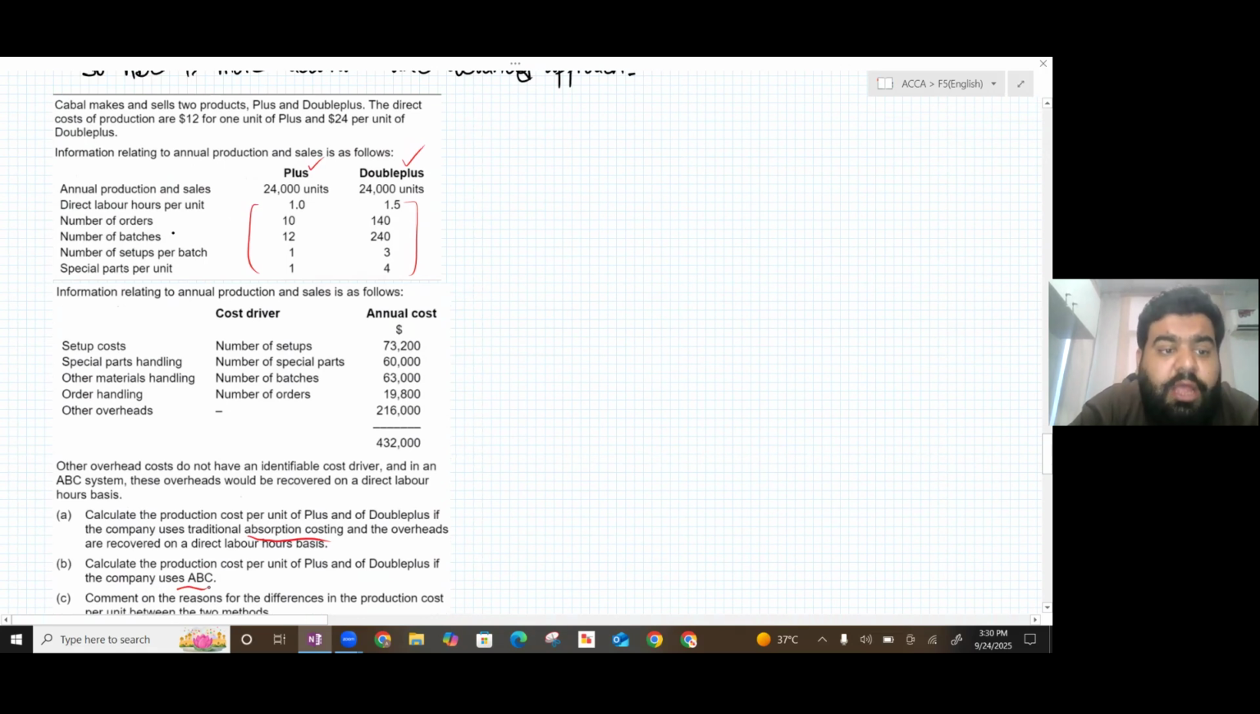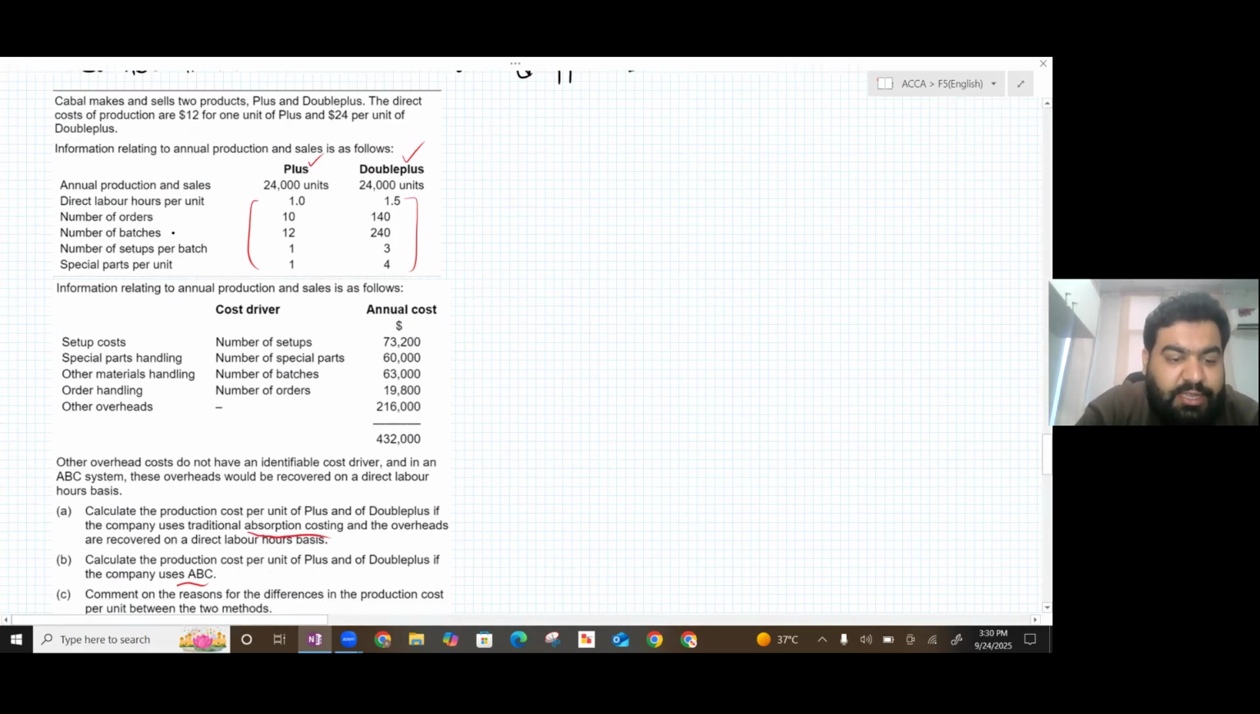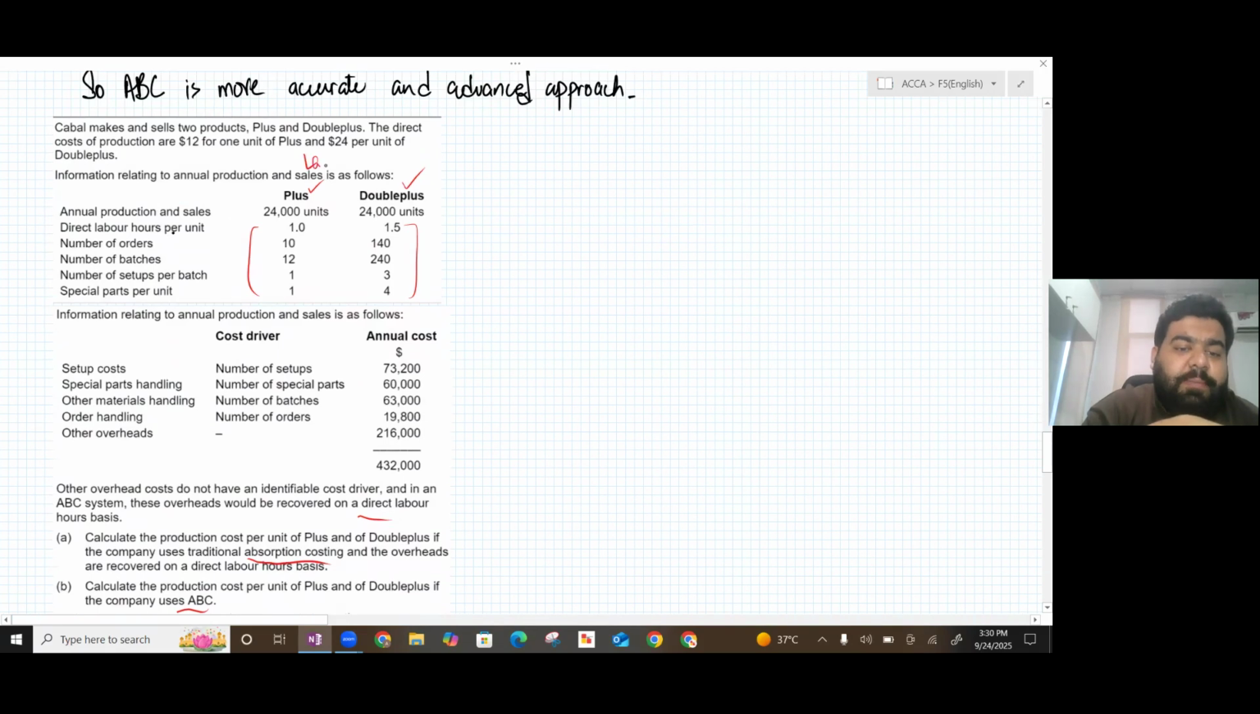In absorption costing, what base will you take? Obviously, you can take labor hours, and it's written yes. In the ABC system, there are some overheads and the bases are given in front of them, but for the absorption you have to take the base labor hours, right? I'm telling you here, you have to take the base labor hours.